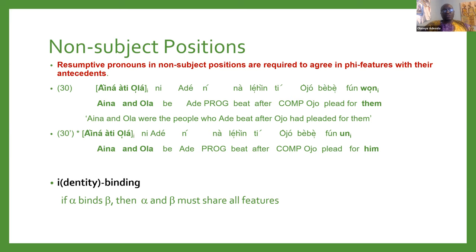So what about non-subject position? Most of what I've shown so far are subject position or things that form an island. So non-subject position generally, like I saw in the previous slides, there's a requirement for agreement. For example, in 30, Ainat Yolunia Dina, Lenin to Jube Befuma. If I were to use a singular resumptive pronoun, then the sentence would be bad, as in 30 prime. Ainat Yolu Nia Dina, Lenin to Jube Befuma. That would be incorrect in the language. So this is more like what Safir called A-binding, like identity binding. If alpha binds beta, then alpha and beta must share all features. If it is plural, then it has to be plural. If it's singular, it has to be singular, and so on and so forth.